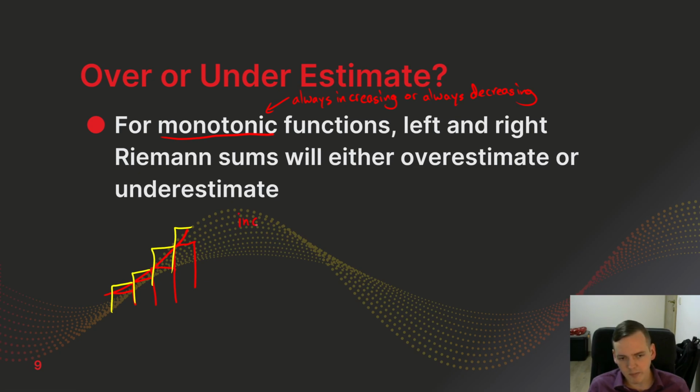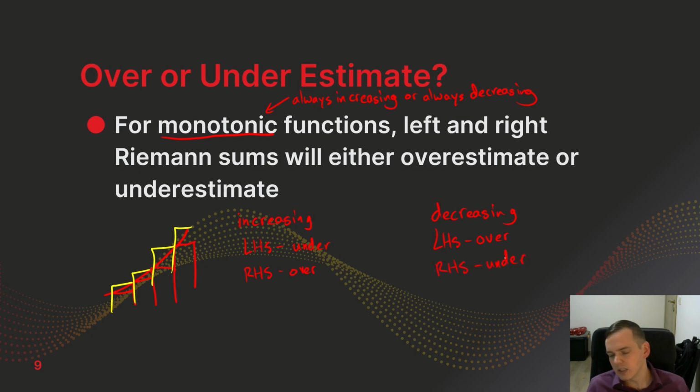So if it's increasing, left-hand sum will underestimate. Our right-hand sum will overestimate. And this makes sense because the right values, the values farther to the right, will be bigger because it's increasing. The values farther to the left will be smaller. And like I said, for the flip side, if it's decreasing, left-hand sum will always overestimate. Just imagine flipping that around. Right-hand sum will always underestimate.